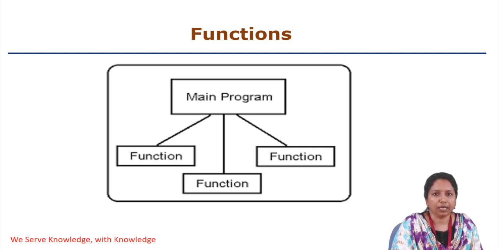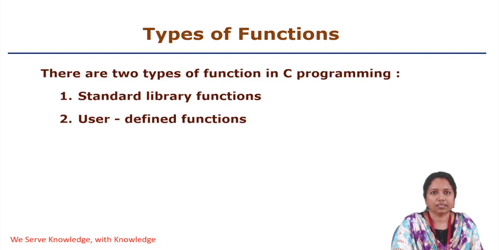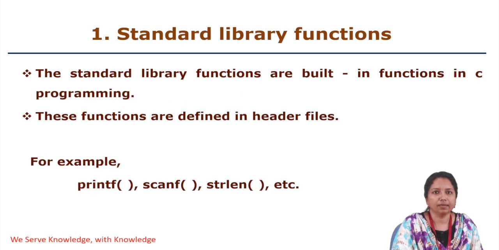This is the conceptual view of our program when we are using functions. There will be one main program which has the main function, and user defined functions will also be there. Next is the types of functions. There are two types of functions, that is standard library functions and user defined functions. Standard library functions are called built-in functions, which are already provided by the C library.